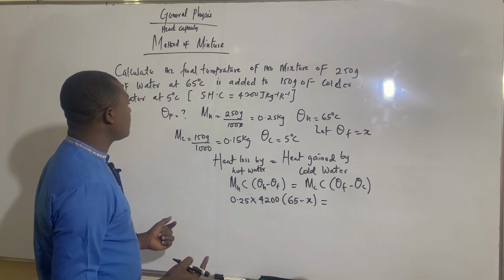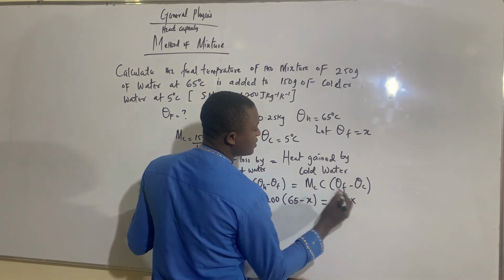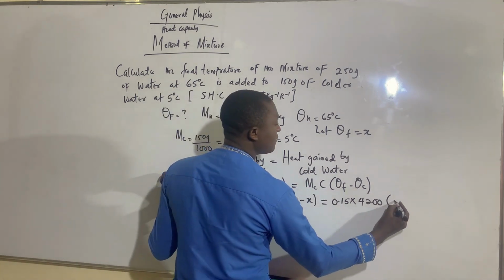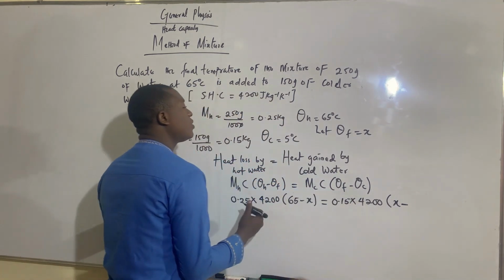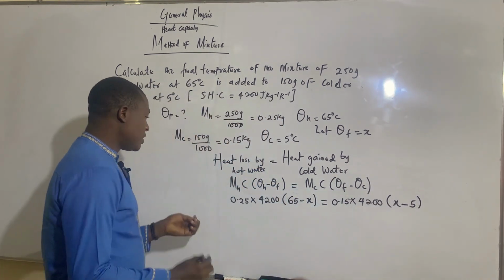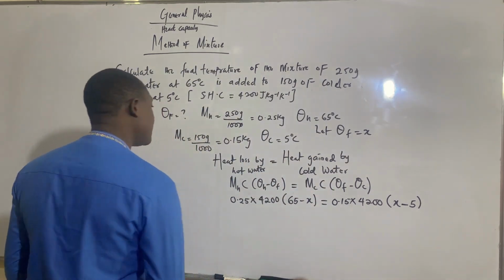what do we have there? Mass of cold water, we have it to be 0.15. Then this is multiplied by 4,200. So final temperature is what I'm looking for, which is X. Then minus temperature of our cold water, we have it to be 5. So here, let's just multiply these two values together to reduce the value that we have at both right hand side and left hand side.